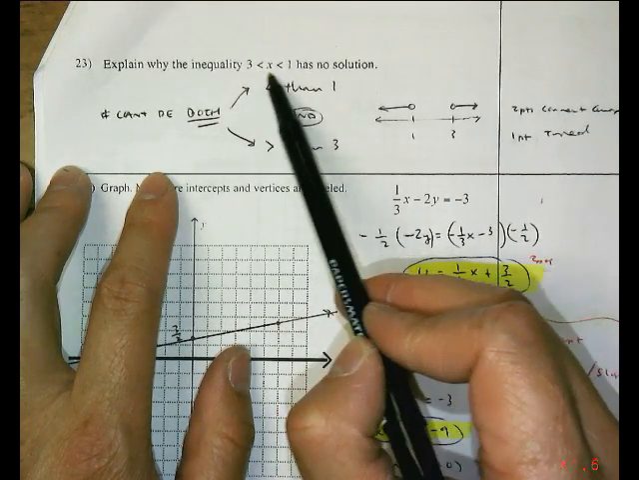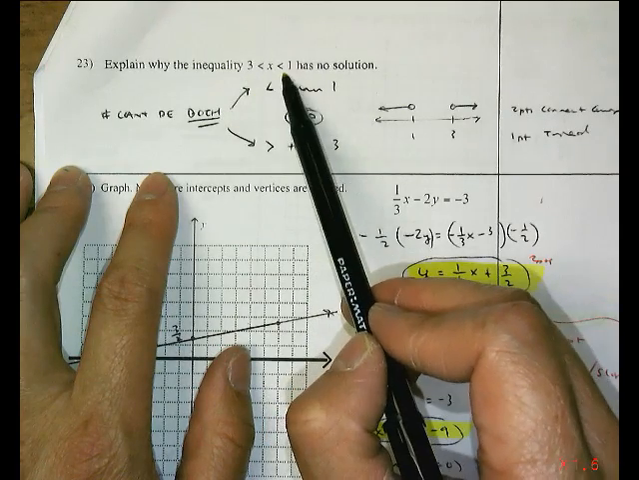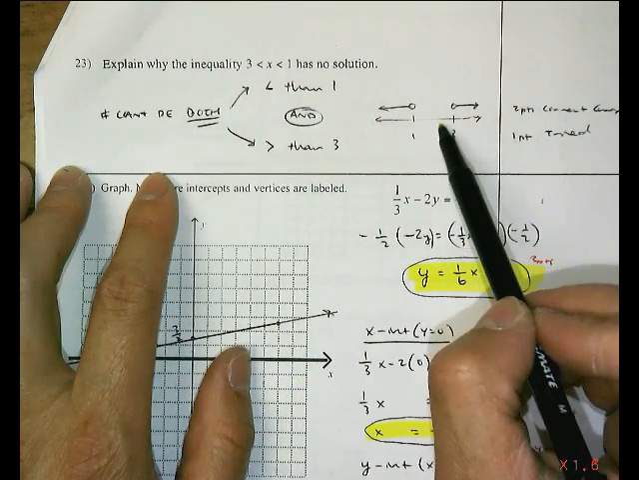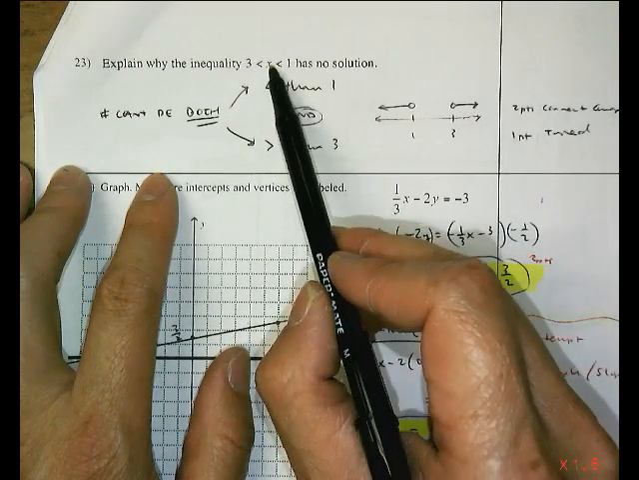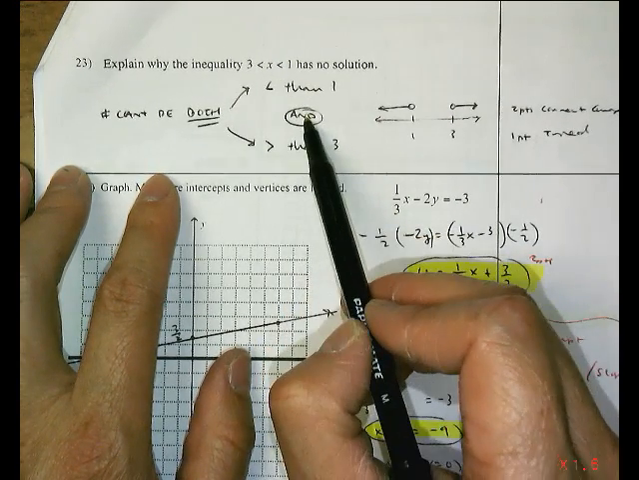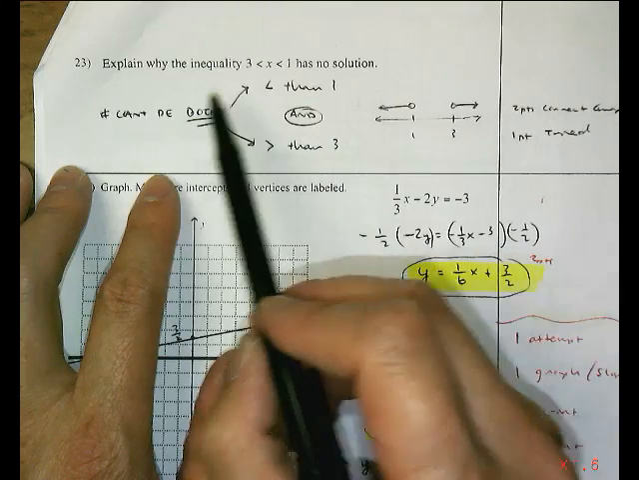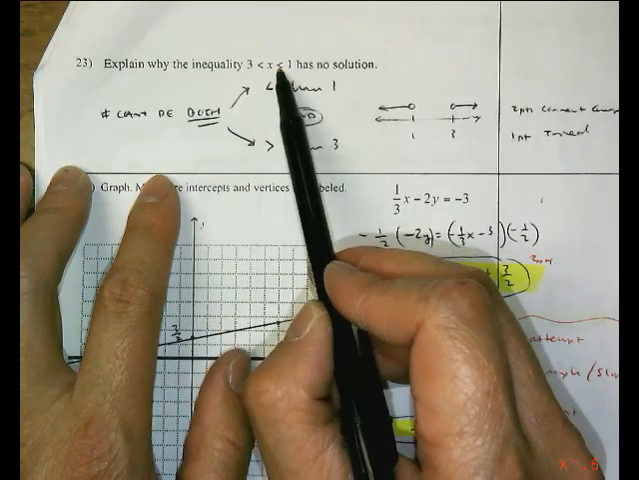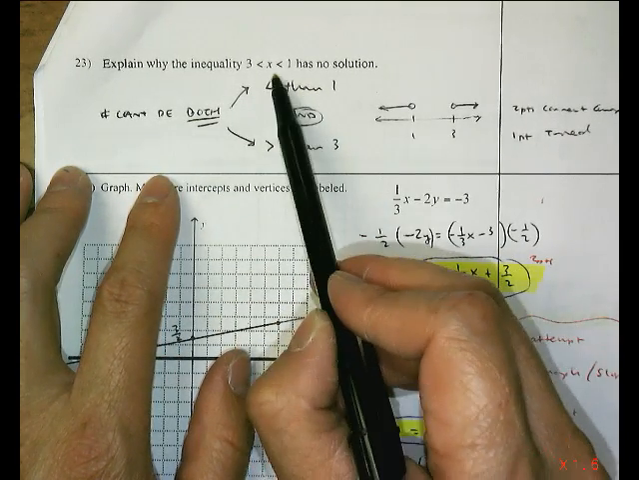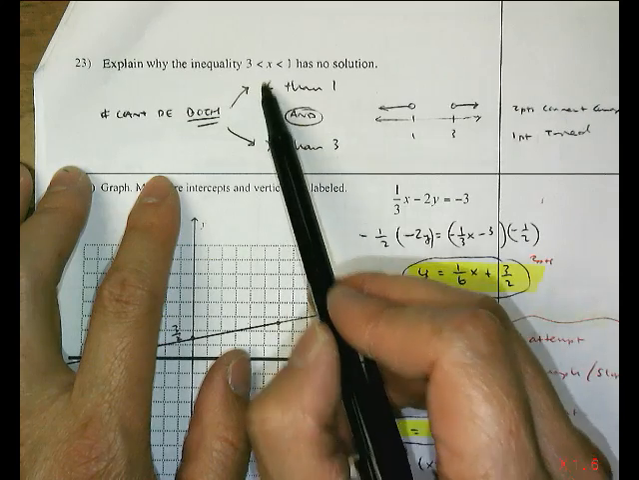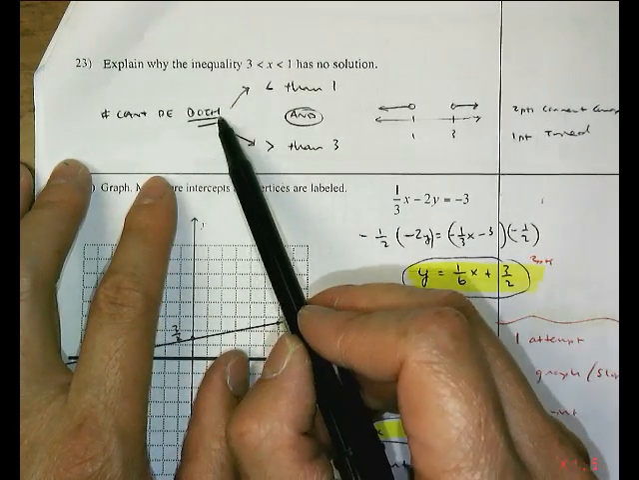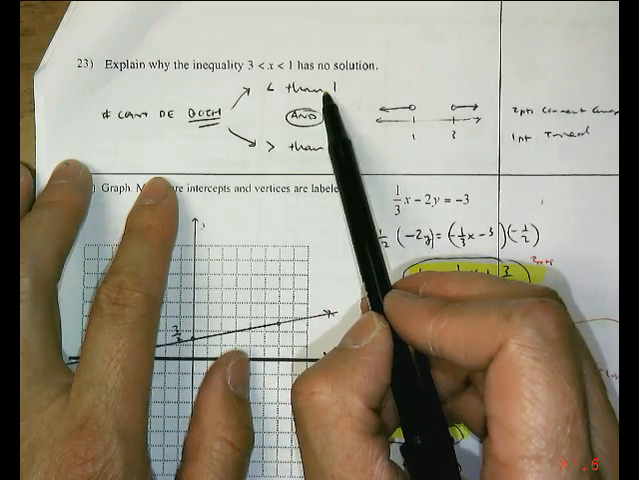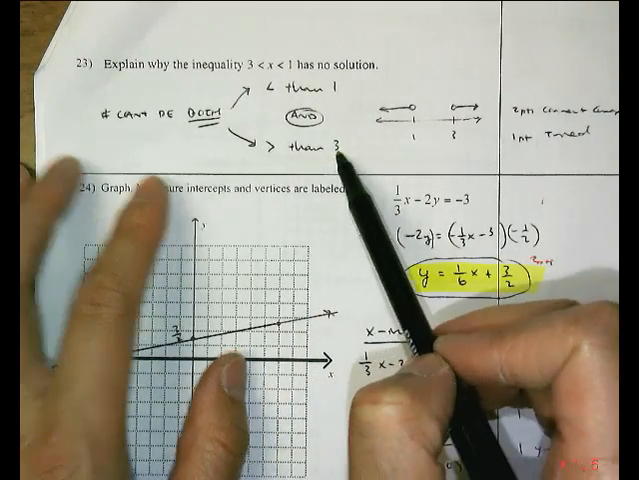Notice how this compound inequality, when you graph it, should look like oars on a boat, going away from each other, but this shows the word and. So I need a number that's less than 1, and also greater than 3. Well, I can't find a number. There's no number that's both smaller than 1, but bigger than 3. That's impossible. There's no number.